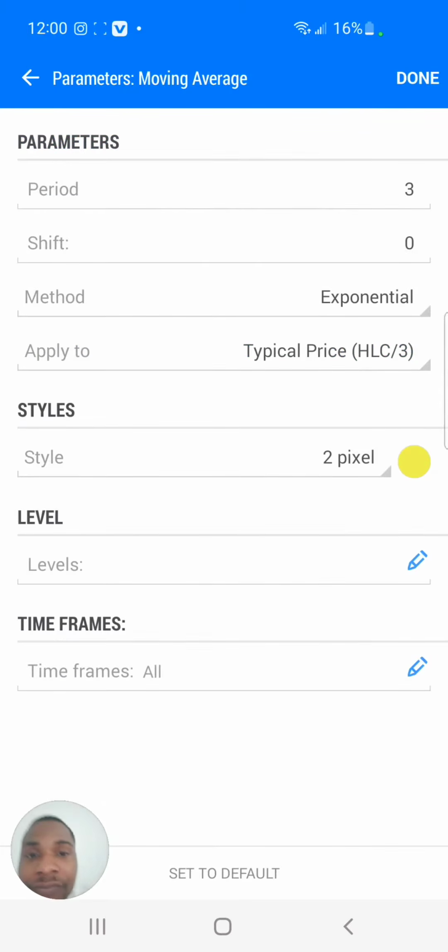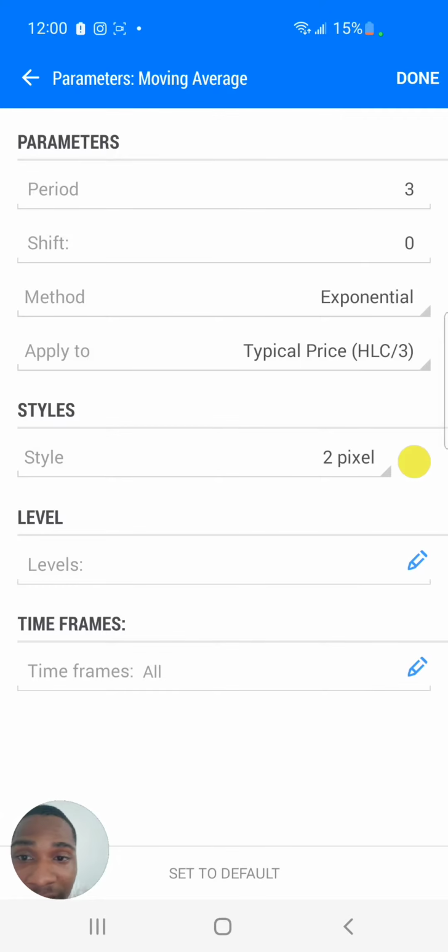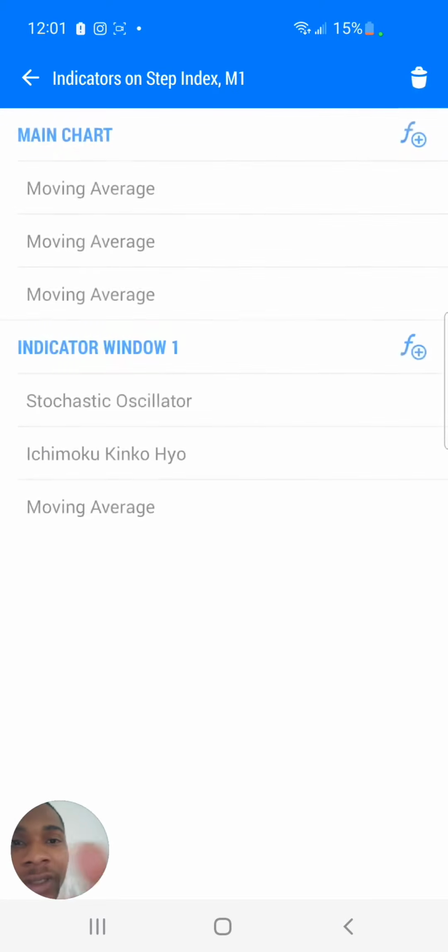First indicator, moving average. You set it on period 3. I would just like you to take a screenshot right now because I really got no much time to be sharing the whole thing. So period 3, take a screenshot please. Shift 0, method exponential, apply to typical price. The style 2 pixel, color yellow. Then that's all. You click done.